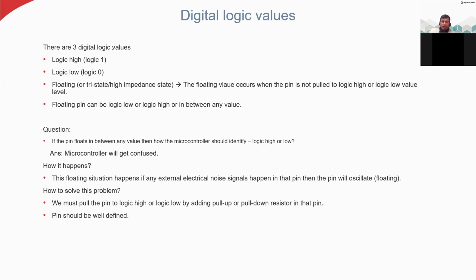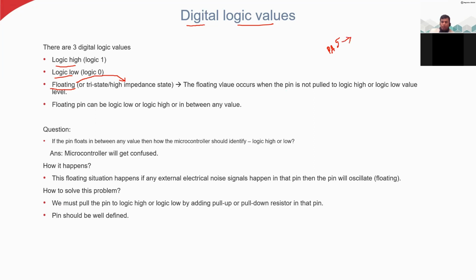So there are three digital logic values when we talk about logic values. One is logic high, another one is logic low, and another one is floating, which we can also call a high impedance state or tri-state. The floating value occurs when the pin is not pulled to a logic high or logic low level. So let us say this is one pin, let us say PA5.